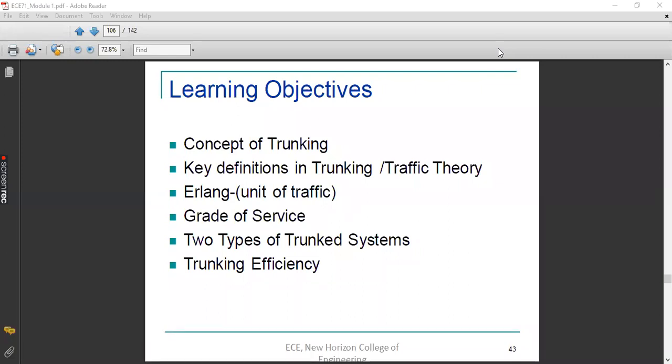Then we'll deal with the concept of the Erlang. Traffic can be measured by using a unit called the Erlang, which is the unit of measuring traffic intensity in telecommunication systems. Then the quality of a telecommunication network can be measured in terms of a term called grade of service. Then we will discuss two types of trunked systems and the concept of trunking efficiency. These are the learning objectives of this topic. The topic name is trunking. Clear?